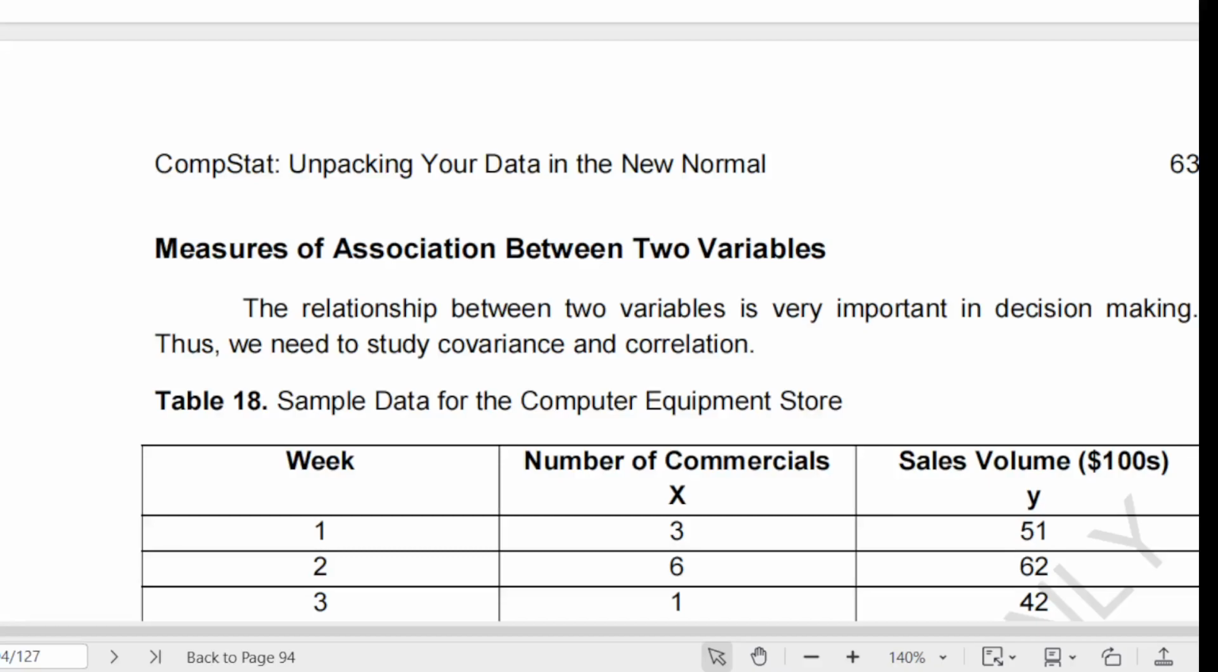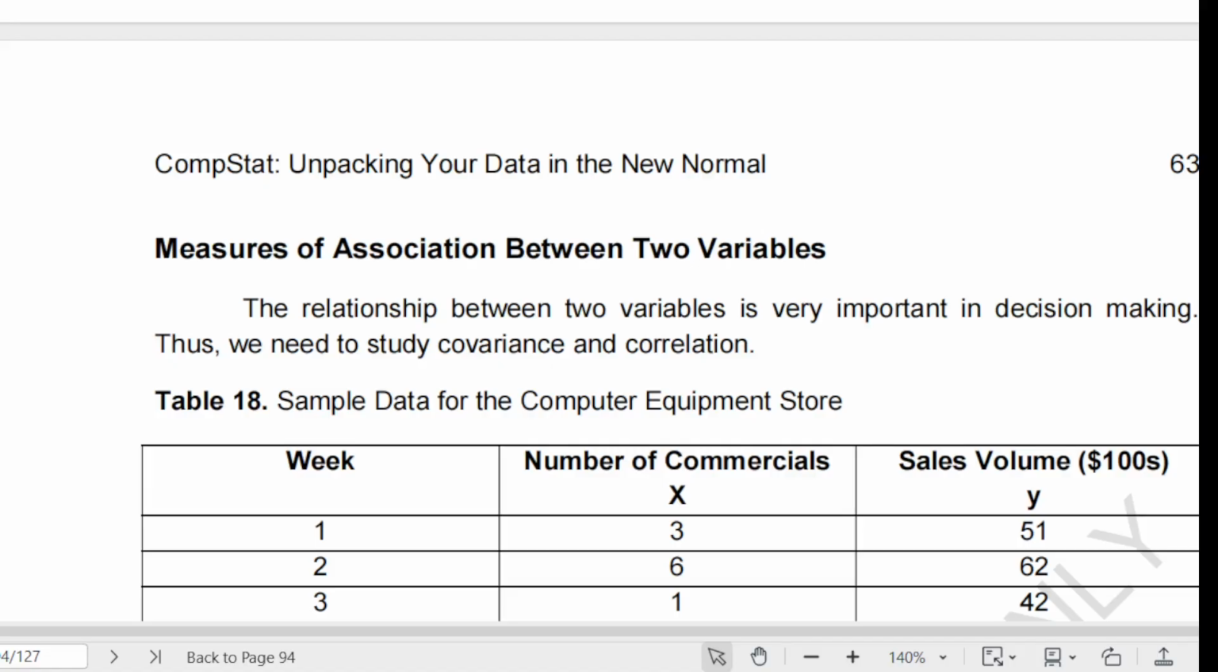Hello guys, welcome to our next topic, which is measures of association between two variables. The relationship between two variables is very important in decision making. Thus we need to study covariance and correlation. So we have here, guys, our data for table 18.